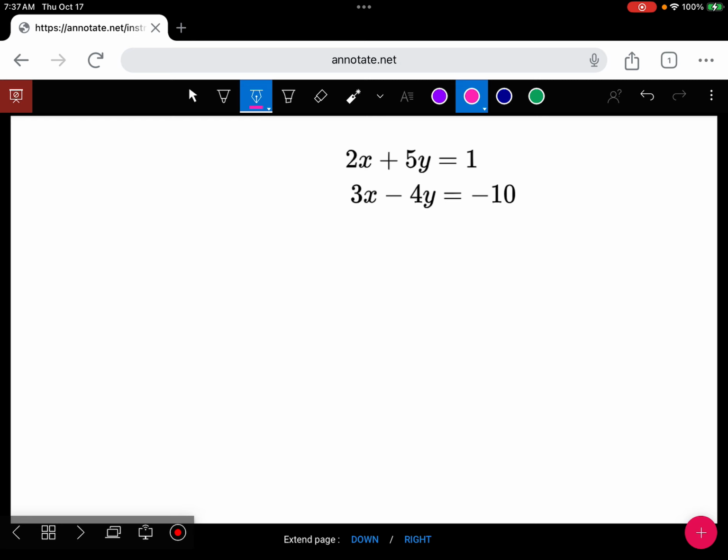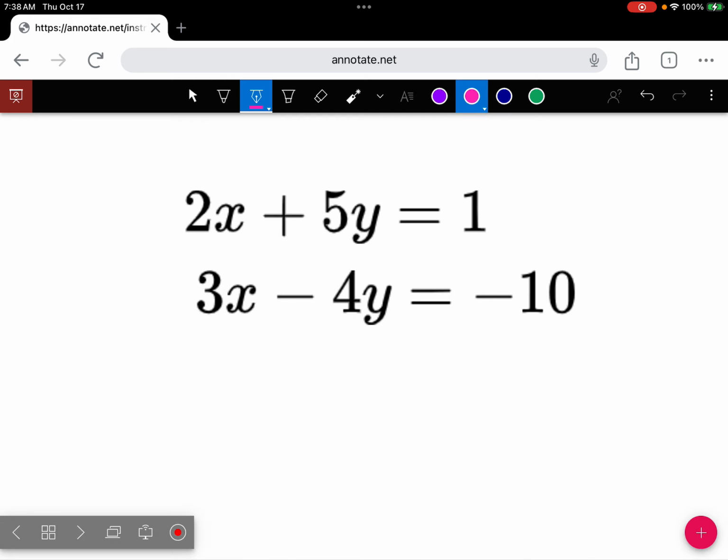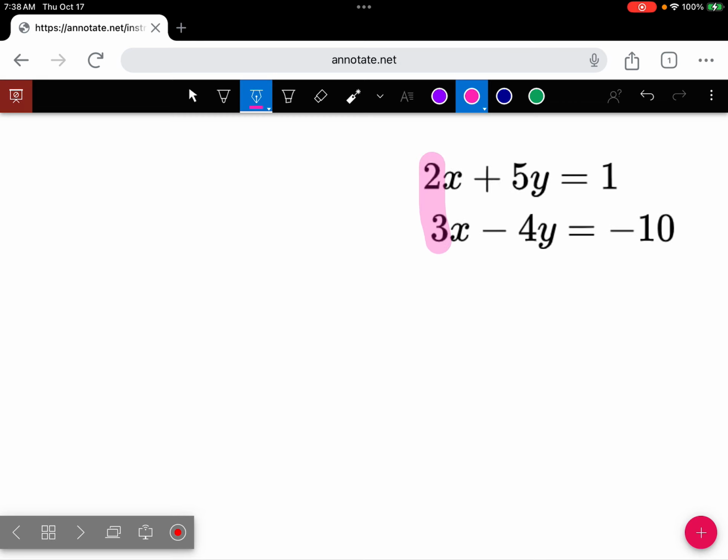So what we're going to do is we're going to pick a variable that we want to eliminate out, and we're going to find a common multiple between those coefficients, between the numbers in front. Let's get rid of x, because it's got smaller coefficients, we're going to wind up with less obnoxious numbers. It doesn't matter, but let's get rid of the x this time. So I need to find a common multiple between 2 and 3. What is a common multiple that 2 and 3 go into? 6. So we're going to aim for our x's to have a coefficient of 6.